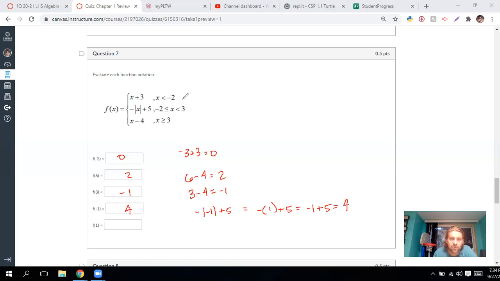And then let's plug in 1. 1 also goes inside of the middle term. So the negative absolute value of 1 plus 5 ends up being the exact same thing as what we just did. It's going to be -1 plus 5, which is 4. So with these problems here, we're double checking where you can plug them into the right location.